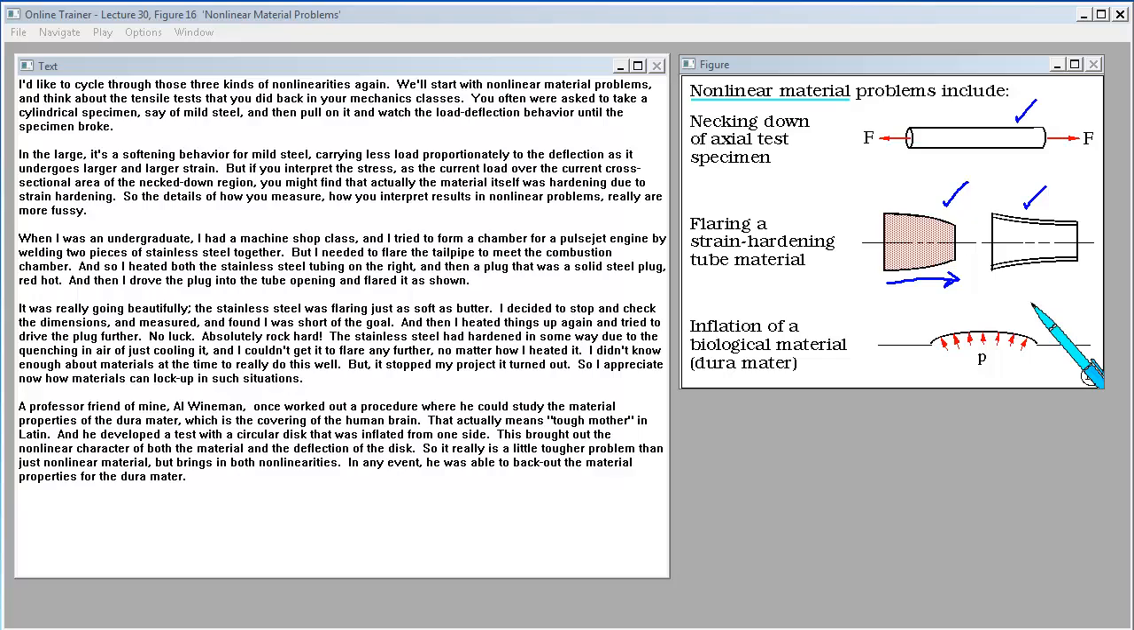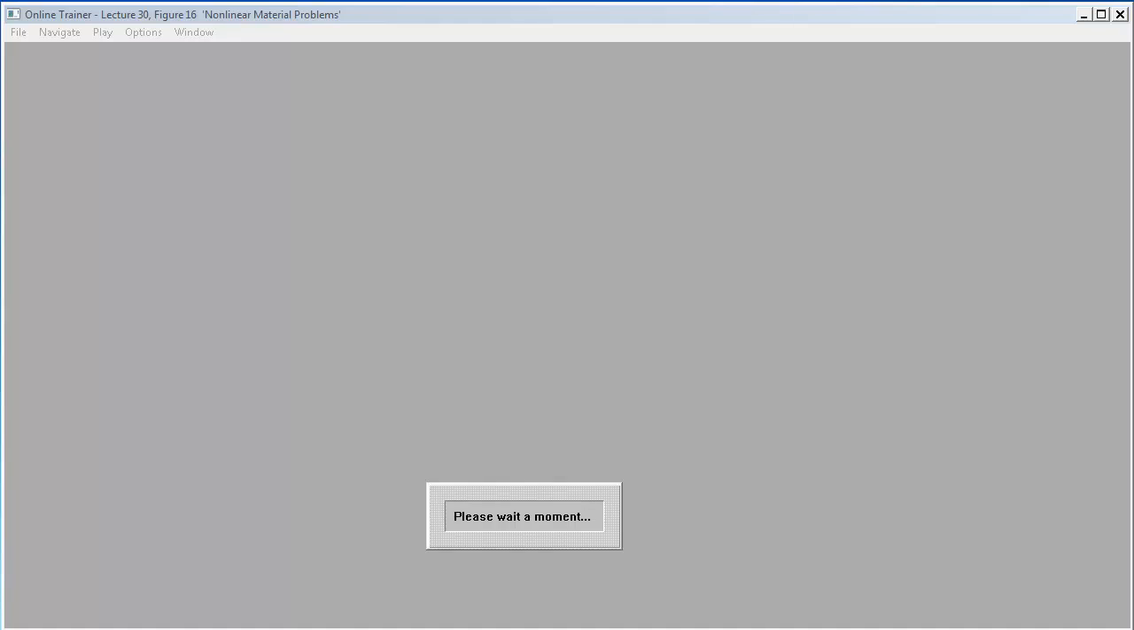A professor friend of mine, Al Weinman, once worked out a procedure where he could study the material properties of the dura mater, which is the covering of the human brain. It actually means tough mother in Latin. And he developed a test with a circular disc that was inflated from one side. This brought out the nonlinear character of both the material and the deflection of the disk. So it really is a little tougher problem than just nonlinear material, but brings in both nonlinearities. In any event, he was able to back out the material properties for the dura mater.